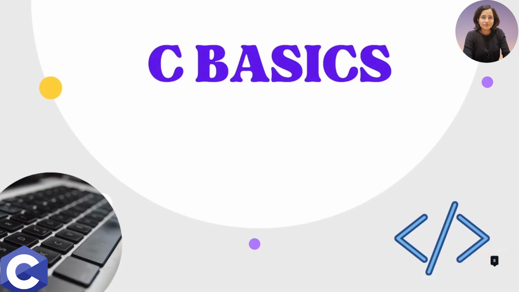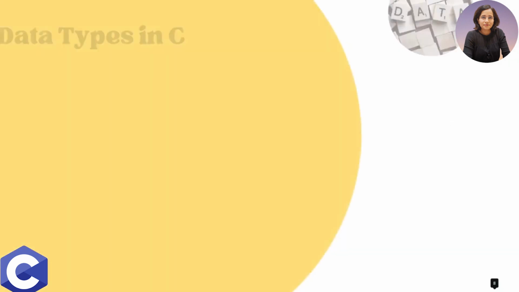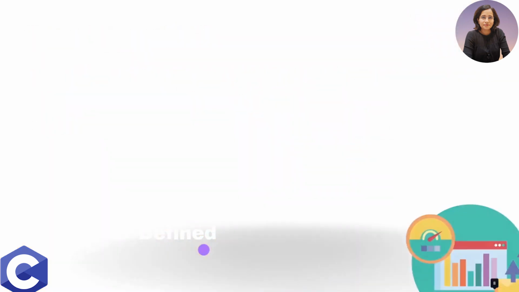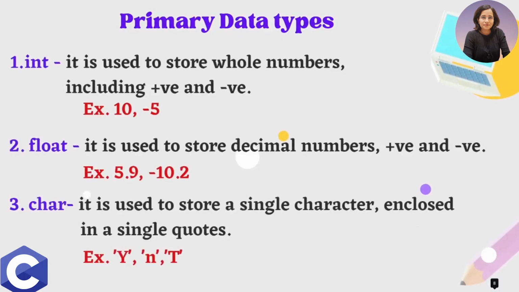Hi, to begin learning any language, we should know the grammar of that language. So let's study the grammar of C in this module. We are going to study about the various data types available in C. There are three types of data types. First one is primary, the second one is secondary, and we have third one that is user defined data type. So let's concentrate on primary data type.